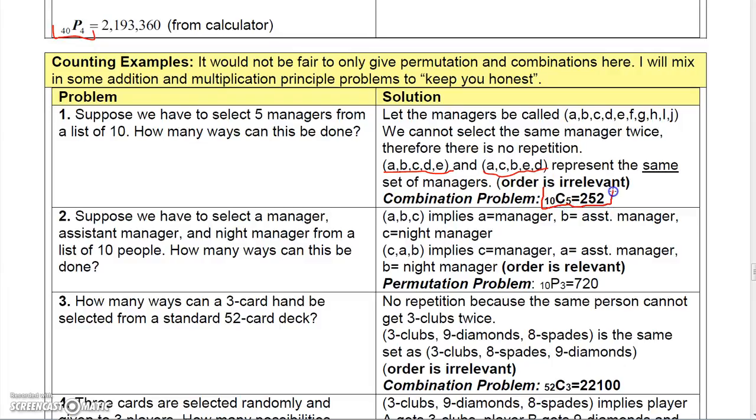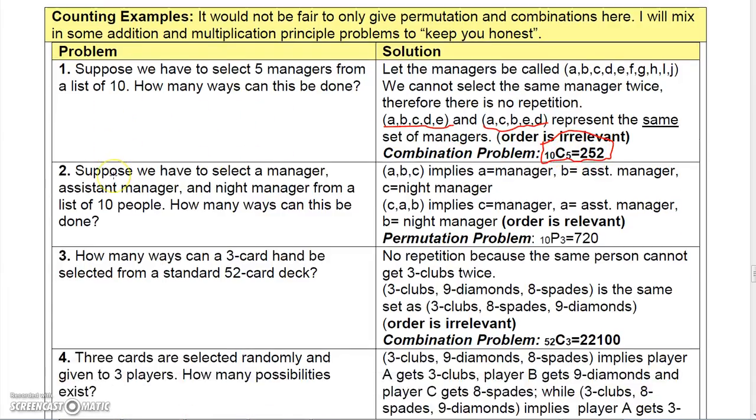so that would be 10C5. Now on each of these, I'll leave you to go to the calculator to do the particular calculation that you need. For instance, here you can go to the calculator and do 10C5 and get 252.